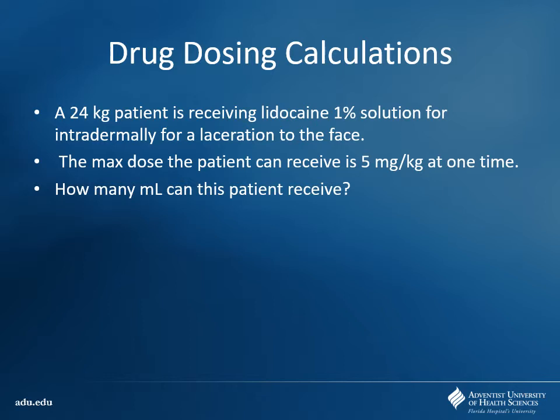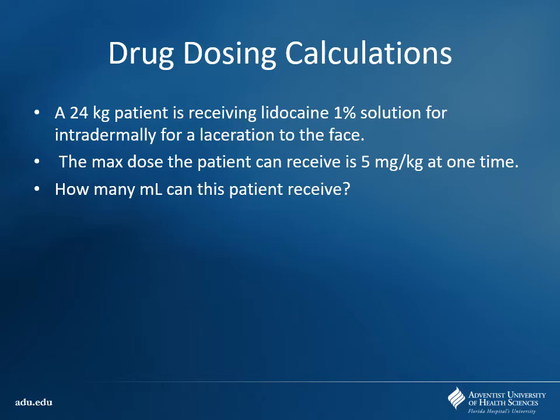So again, this is a very handy thing that works for anything expressed as concentration, or expressed as a percentage there. So if I know my dose is 5 milligrams per kilogram as a max, how do I figure out what the max they can get is? 24 times 5, and they get what? 120 mLs, or I'm sorry, 120 milligrams is the max that they can get.